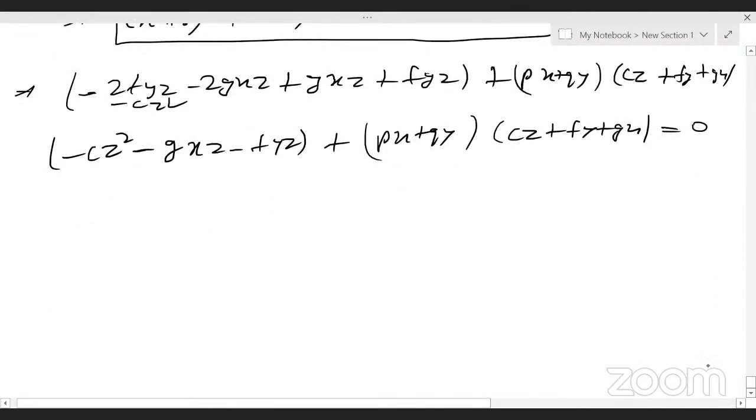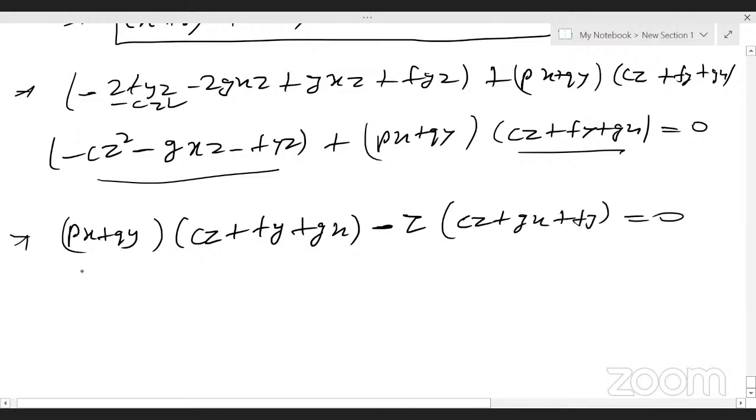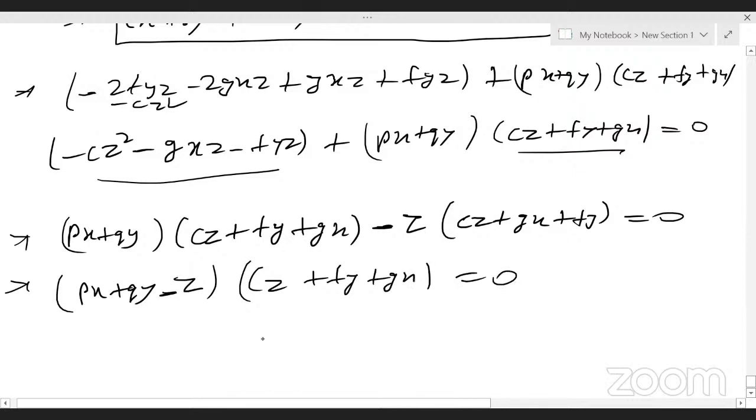Now we are very close to the answer. See these terms, very similar terms, okay. So you can write it as px plus qy into cz plus fy plus gx minus z common, cz plus gx plus fy equals 0. From this, px plus qy minus z into cz plus fy plus gx is equal to 0.